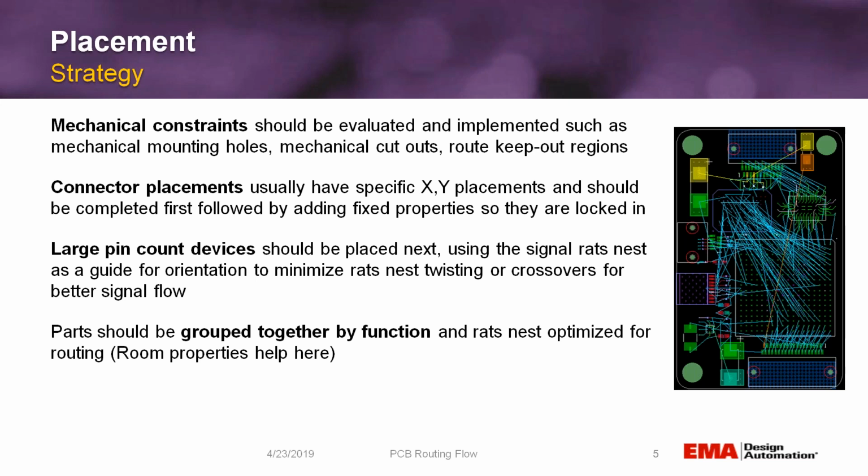The parts should be grouped together by function, and the rat's nest can be optimized for routing so that the devices are close to each other and your nets can be very short. This is where room properties will help you back in the schematic tools. Room properties allow you to group those parts together and then place those parts by room, so you can gather all those parts that belong to each circuit.